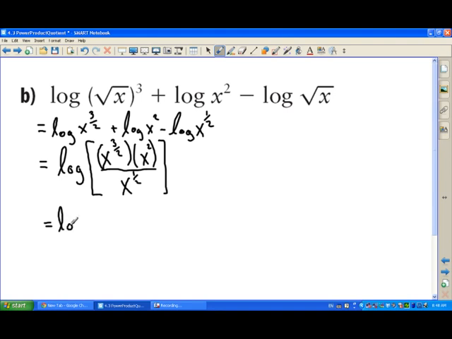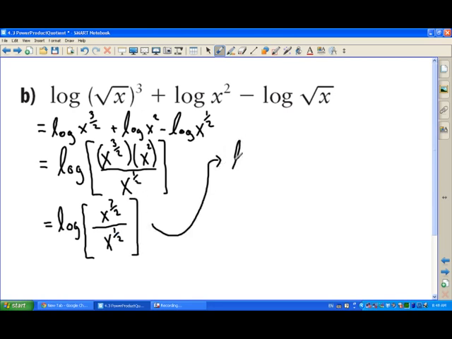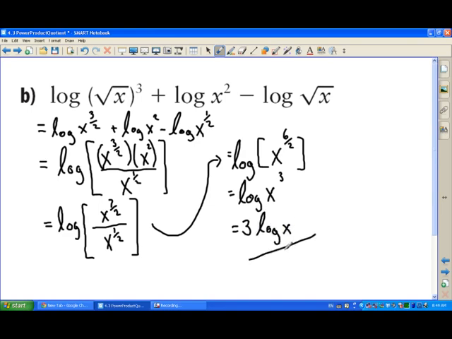In the numerator, I can simplify by adding the exponents together. 3 halves plus 2 would be x to the power of 7 halves. And then I'll simplify this again by subtracting the exponents. 7 halves subtract 1/2 is 6 halves, or 3. We're looking at the logarithm of x to the power of 3. And then using the power rule, I'll bring down that power. And my final answer is 3 times the logarithm of x.